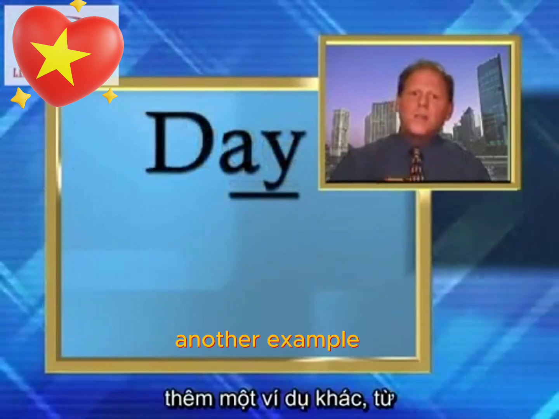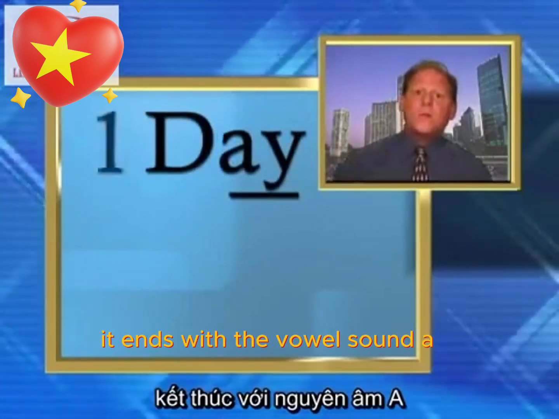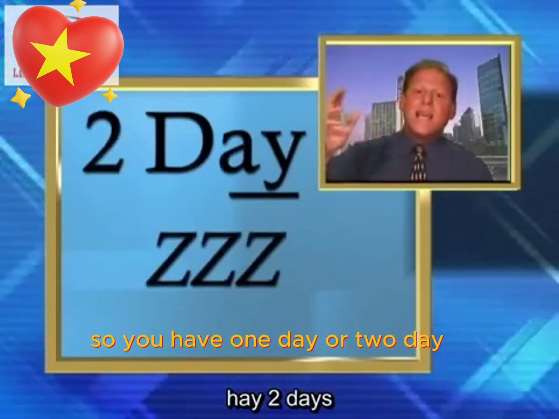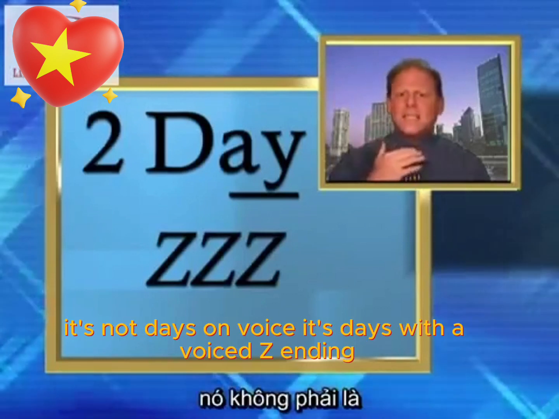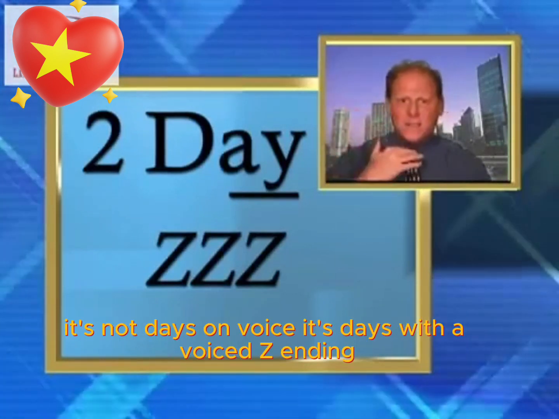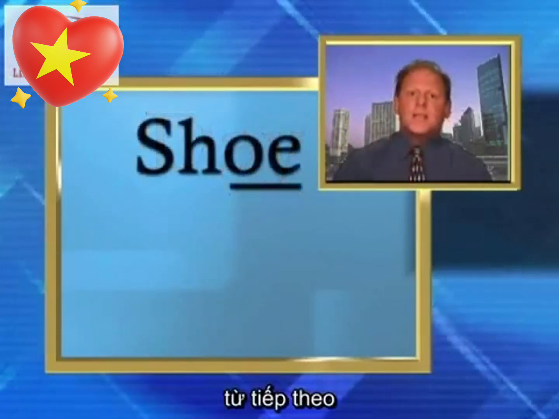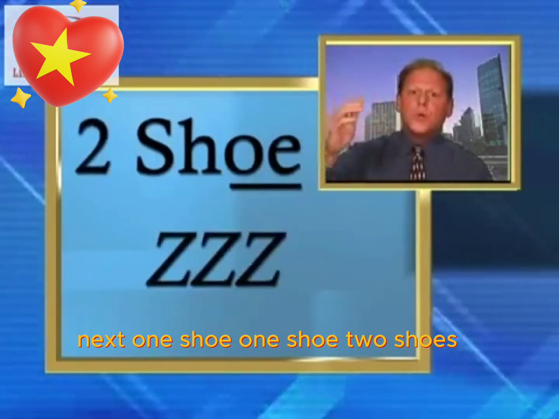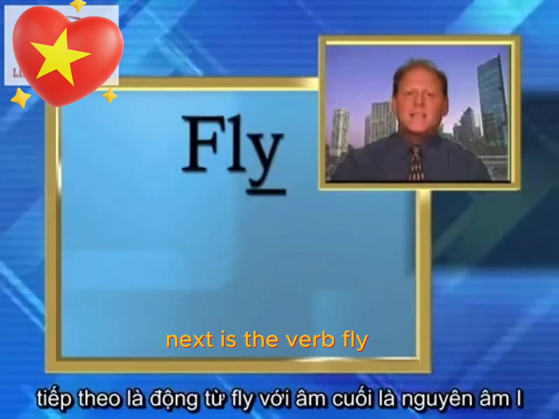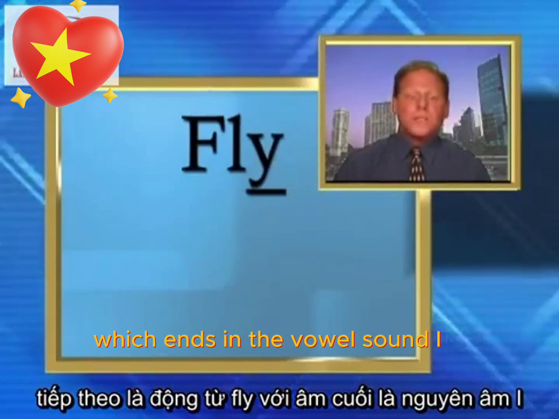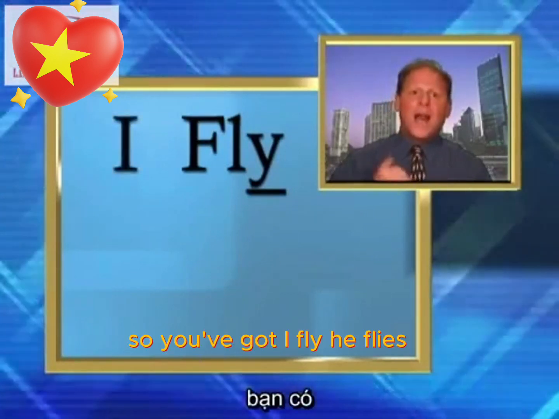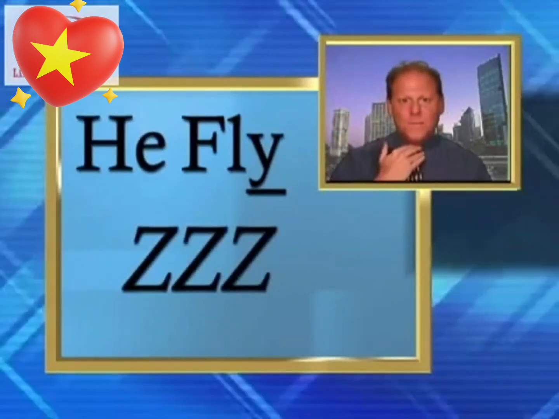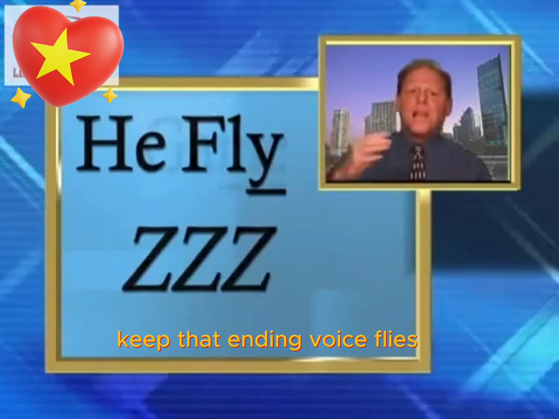You see that? Another example, the word day. It ends with the vowel sound A. So you have one day or two days. It's not days, unvoiced. It's days with a voiced Z ending. Next one, shoe. One shoe, two shoes. Next is the verb fly, which ends in the vowel sound I. So you've got I fly, he flies. Keep that ending voiced.